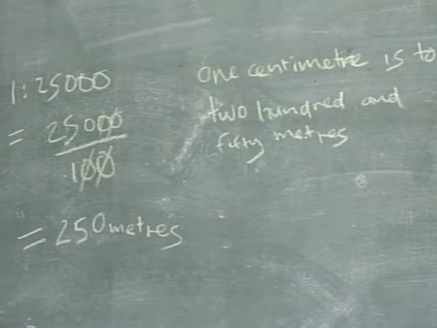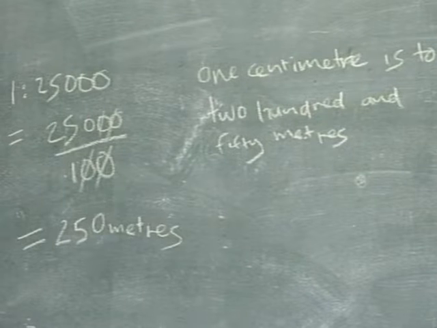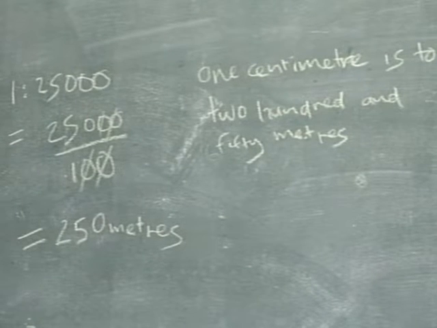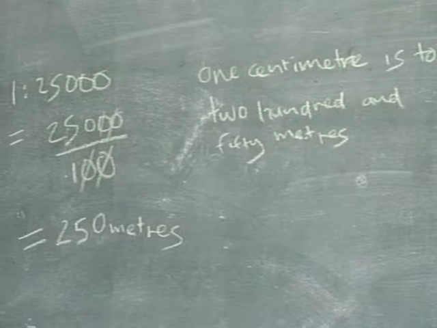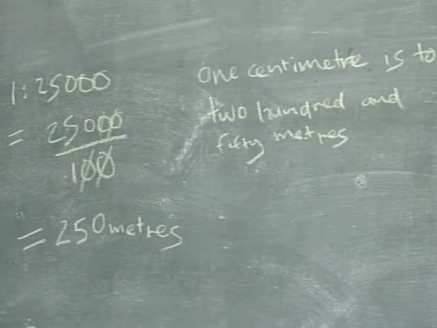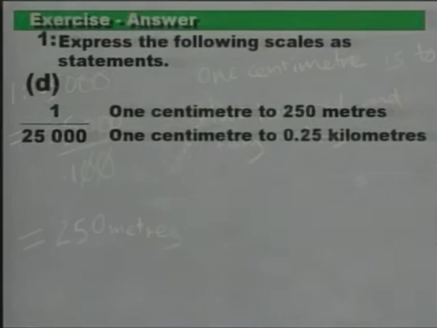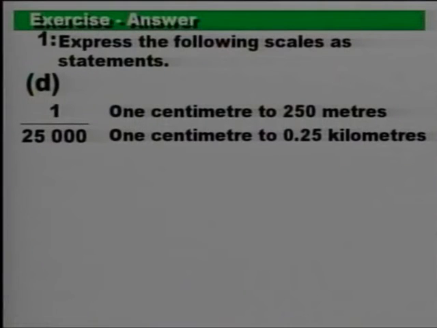So therefore, we can write that in statement form. If we are converting to kilometers, 1 centimeter is to a quarter of a kilometer. Okay, good. We move on to the next activity. Quickly, the next person. This time 1 is to 2,500.